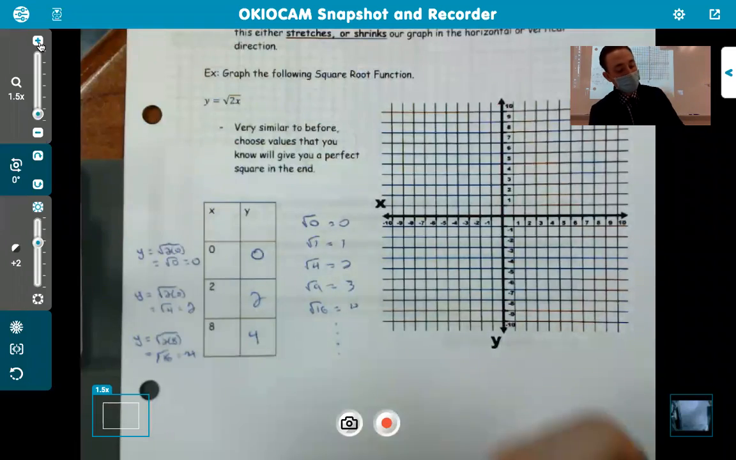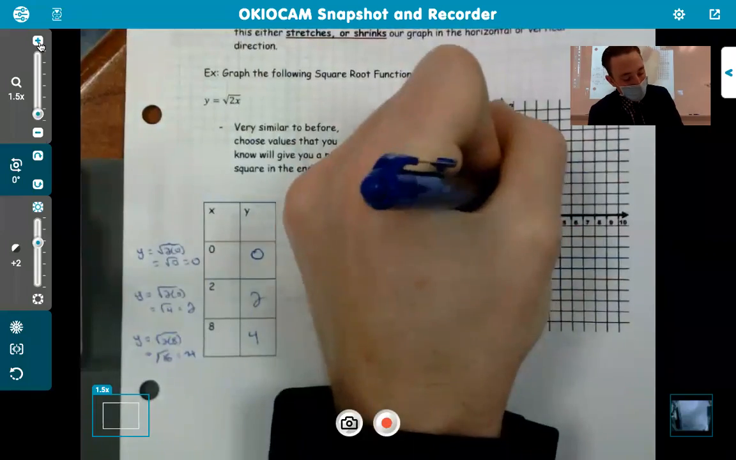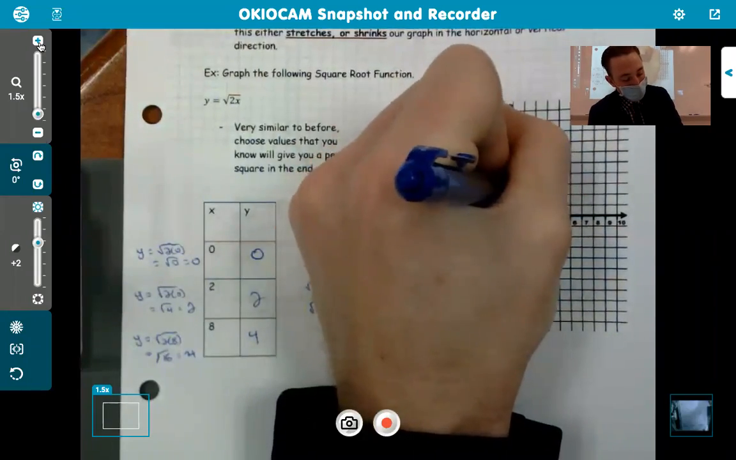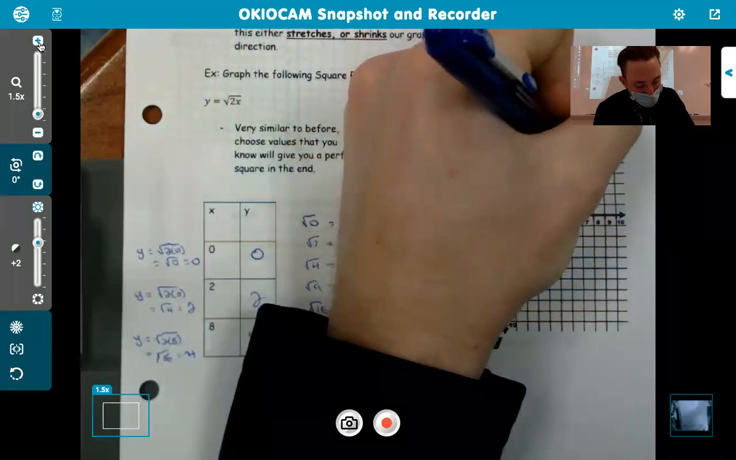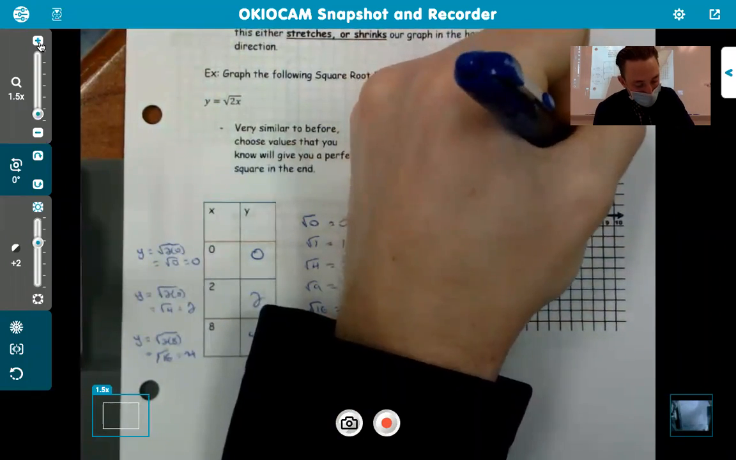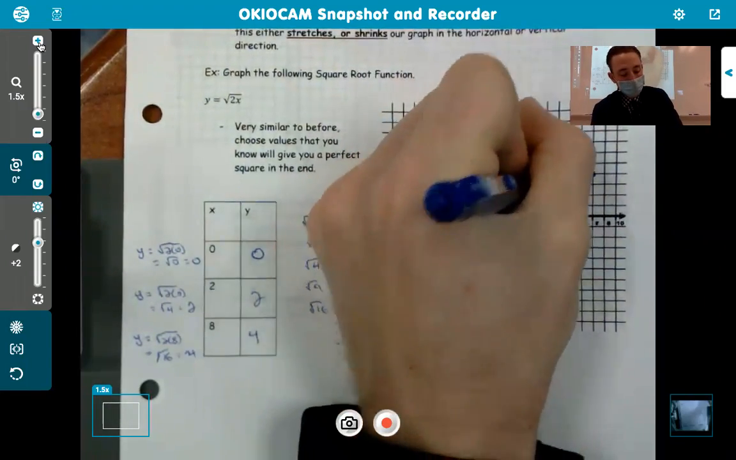Now I'm going to go through and plot these points. So I'm at 0, 0, 2, 2, and 8, 4. I'm going to draw my graph.